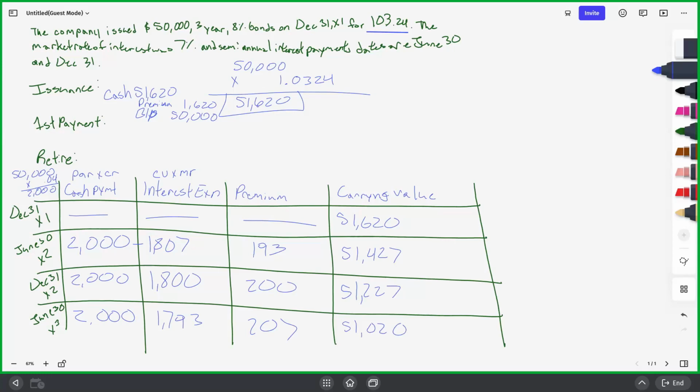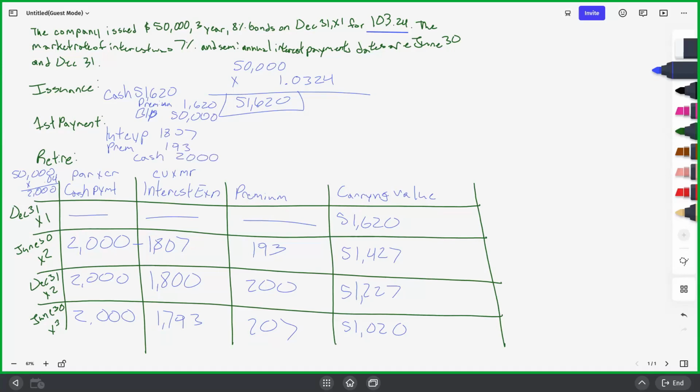I filled out the chart because we're running low on time, so I want to make sure we can run through a discount problem real fast. What's going to be the first payment? What's that going to look like? Interest expense, 1,807. So the premium amortization is 193. Cash will be 2,000. Yep, cash is going to be 2,000.